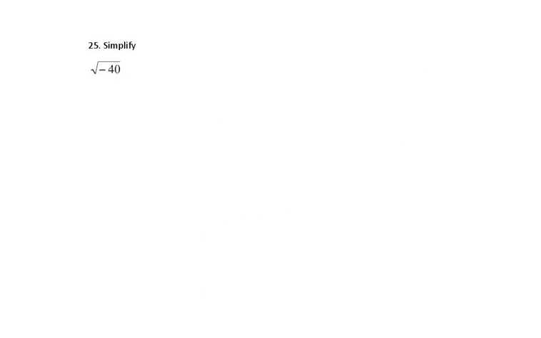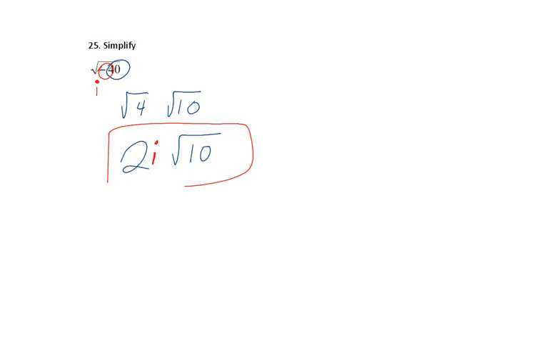25, simplify. Let's start with the 40. We'll deal with the negative in a minute. It's not perfect, but two numbers that make 40 are 4 times 10. I like 4, and I like it because 4 is perfect. It's 2. 10 is not perfect. So 10 stays in the house. A negative on the inside means i. So after you're done, squeeze an i right next to the 2. That is it, 2i root 10.